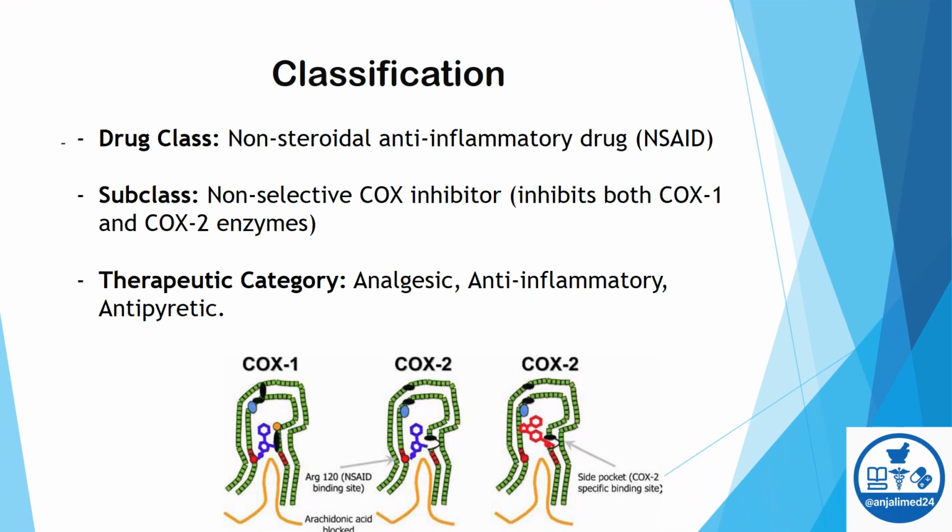Classification. Piroxicam is an NSAID and the subclass is non-selective COX inhibitor. It inhibits both cyclooxygenase 1 and cyclooxygenase 2 enzymes. This dual inhibition gives it strong anti-inflammatory properties, but it also contributes to gastrointestinal and renal side effects.